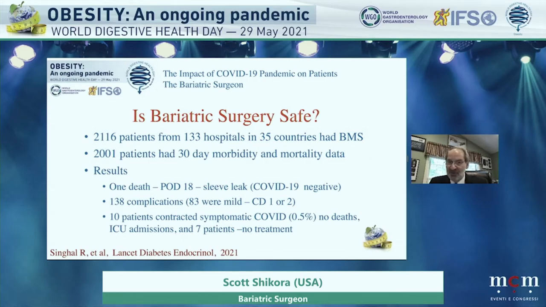Bariatric surgery has also been demonstrated to be safe. This study looked at over 2,000 patients from 35 countries. They all had bariatric surgery during the pandemic, and we had 30-day morbidity and mortality data on these patients. What you can see here are remarkable numbers: only one death, at post-op day 18, in a COVID negative patient. Most of the complications were mild. 10 patients contracted symptomatic COVID, for a very low incidence of 0.5%, but there were no deaths, no ICU admissions, and 7 of the 10 patients required no treatment.